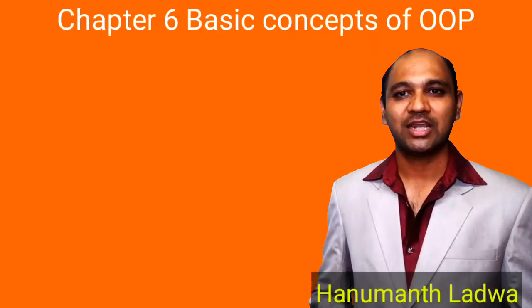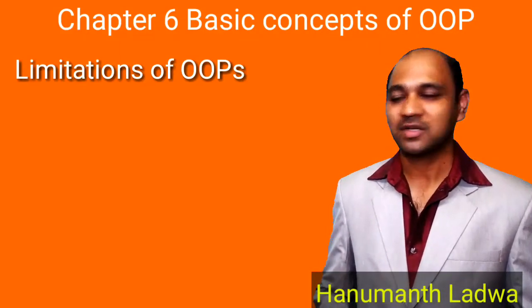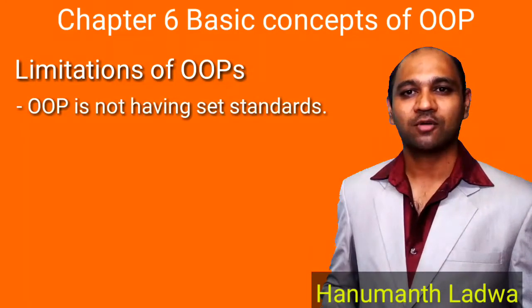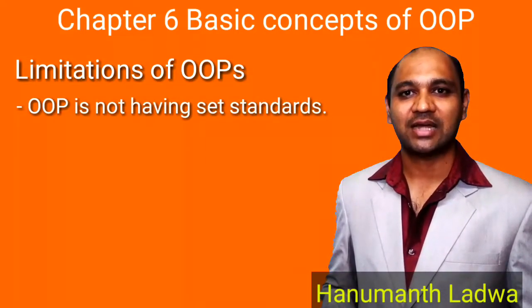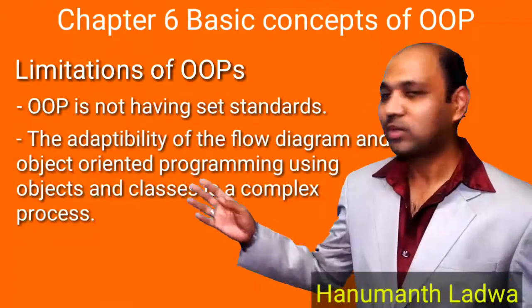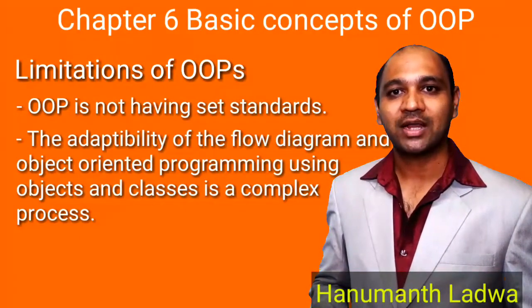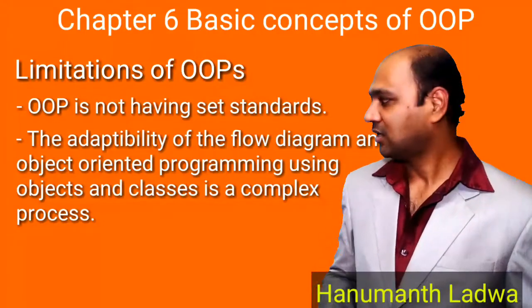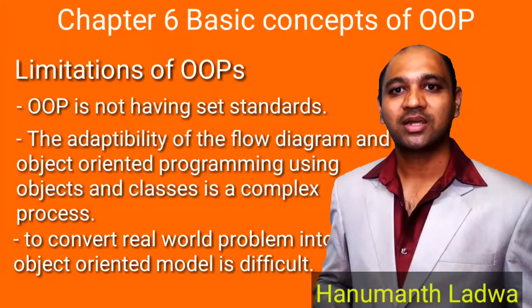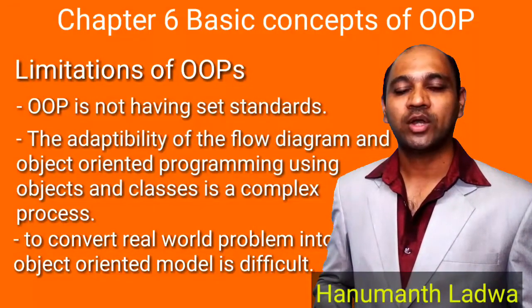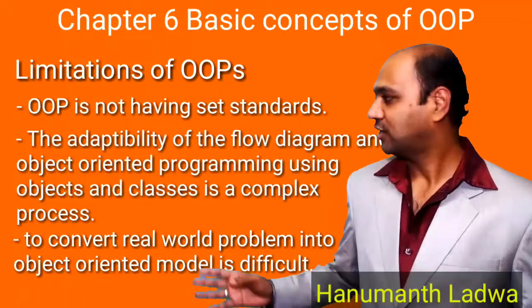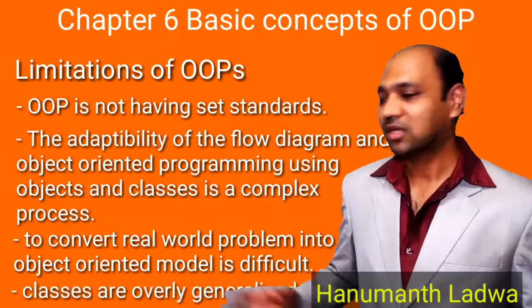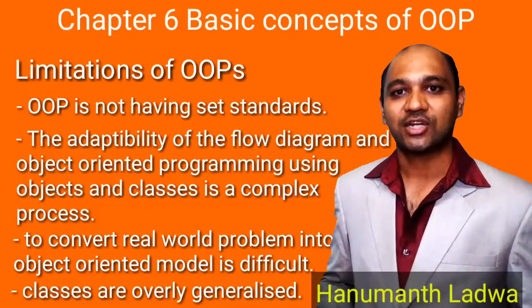Now let us continue with the limitations of OOPs. The first limitation is that OOP software does not have set standards. The second one is that the adaptability of the flow diagram in object-oriented programming using classes and objects is a complex process. The third one is that converting the real problem into an object-oriented model is difficult. The fourth one is that the classes are overly generalized.